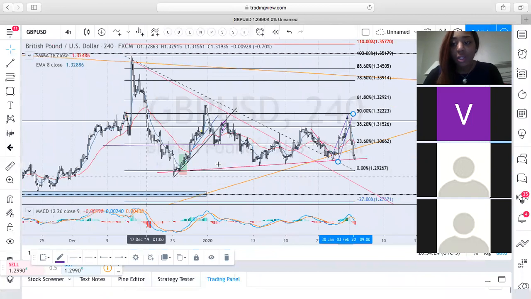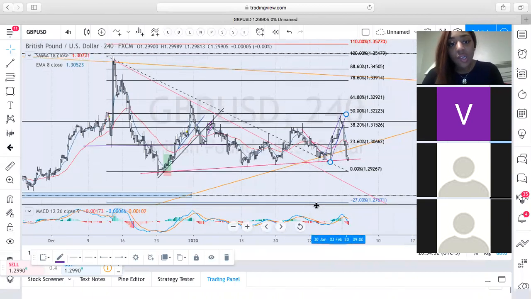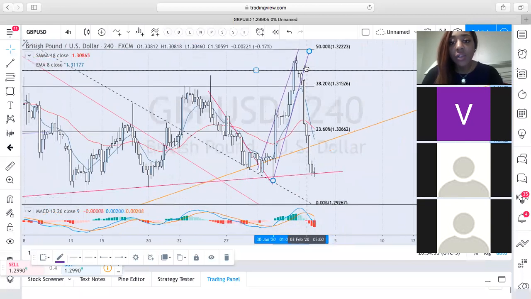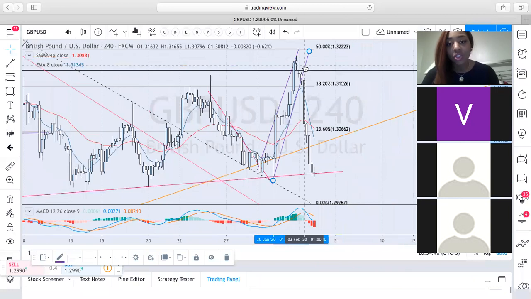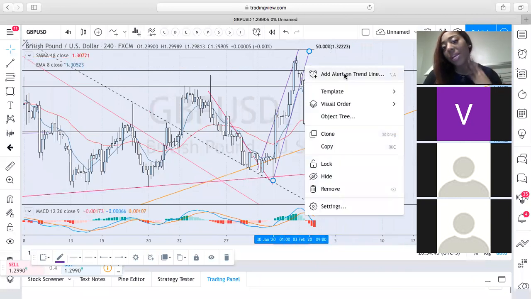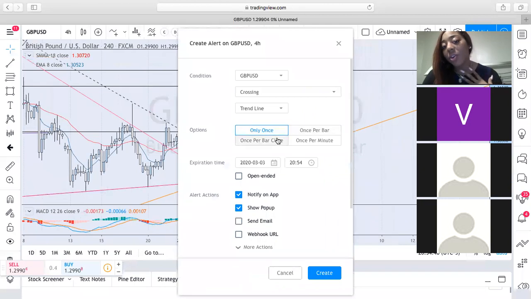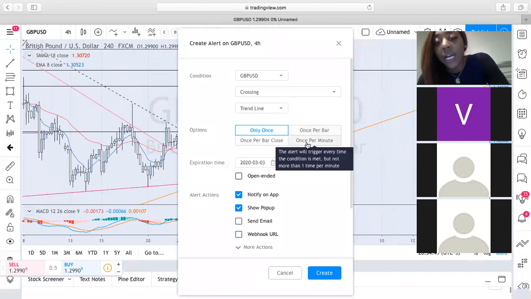Can I ask a question? Yes. Okay, can you go over real quick how you set the alarm on the trend line again? Yeah, for sure. So all you do is just back click. I have a MacBook, so I use the control and just click that, and then it'll come right here, alert on trend line. And then you can either do only once per bar. I do once per minute just because I want my phone to keep dinging so I don't miss the move. But that's because my phone always blows up. So I would prefer for it to just keep ringing until I turn it off.